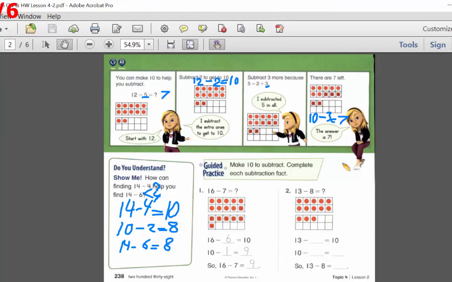One more time. Let's do number 2. Before doing number 2, let me remind you, how can making 10 help you subtract? First, I can figure out how many I need to subtract to get to 10. Then, I subtract the remaining part. By making 10, I break the problem into two easier problems. Yes or no?